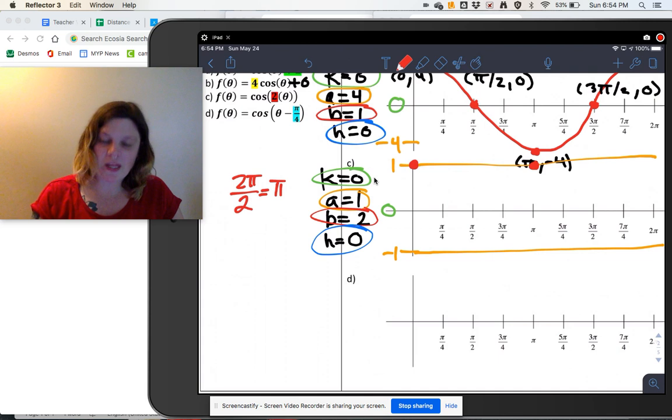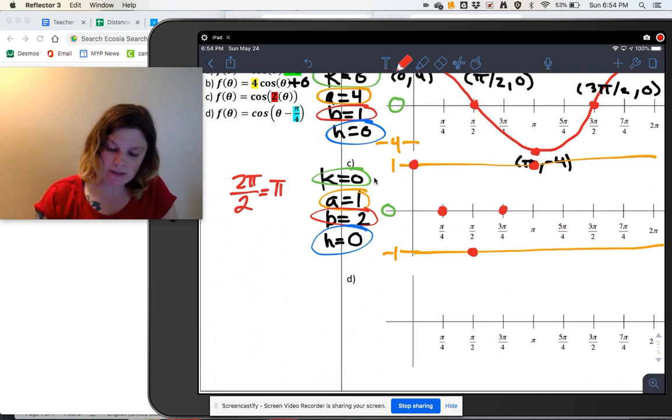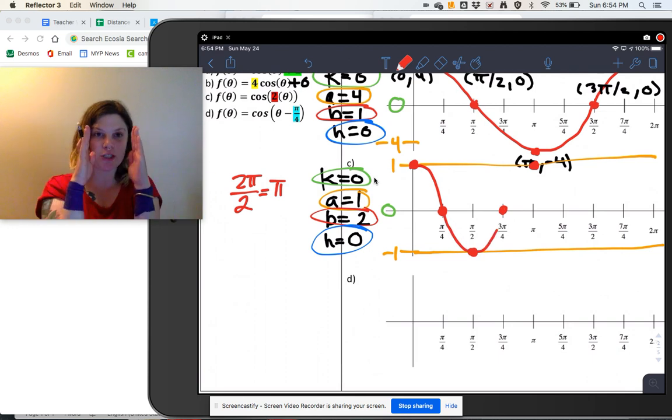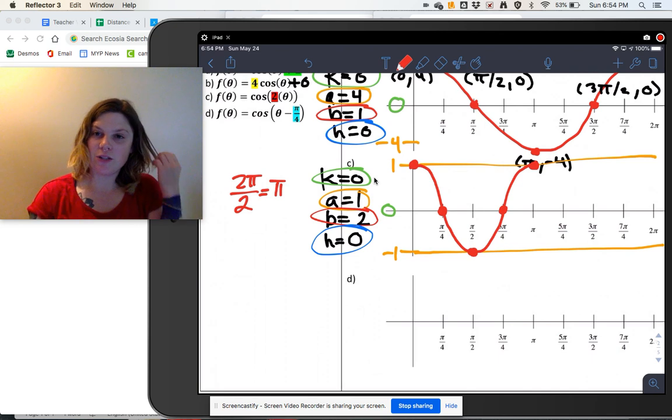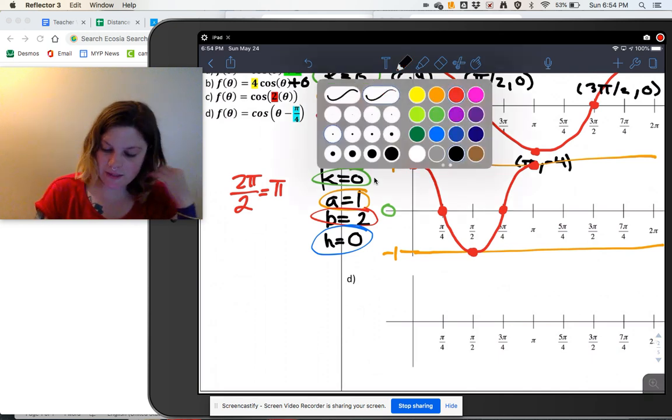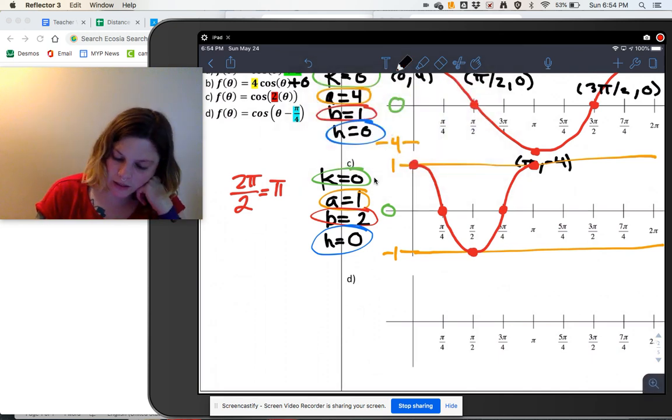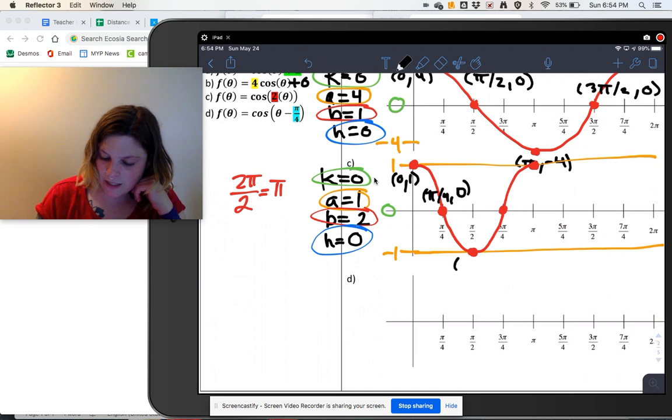So halfway between 0 and pi, we're at our minimum. Halfway between there, we're at 0. Halfway between the last two, we're at 0. And so it's the same shape, just squished into a smaller area. Okay, so let's go in and do our points. This one would be 0, 1. This one would be pi over 4, 0. This one would be pi over 2, -1 down there at the minimum.